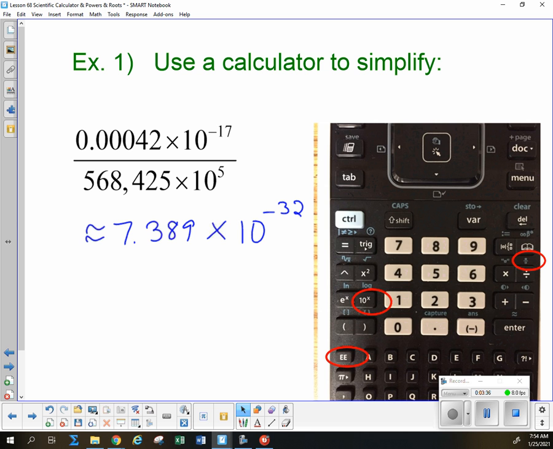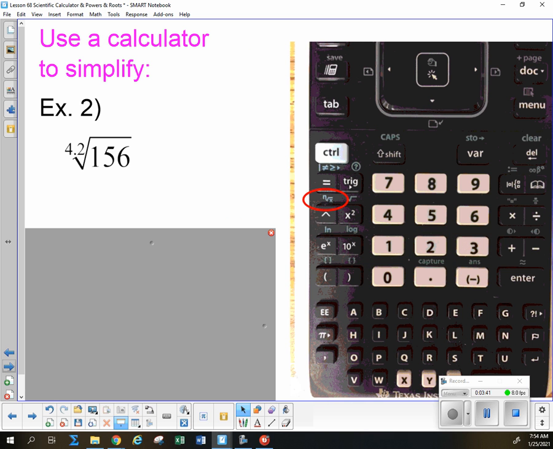Okay, another type that we need to be able to evaluate is taking a weird root. This isn't a square root, it isn't a cube root. It's a 4.2th root, whatever that may mean. So all we want to do now is, if you look below the equal sign button, to the left of the 4, there's a caret symbol, 4 to the power of, and up above that is what we want, so it's going to be a control on that.